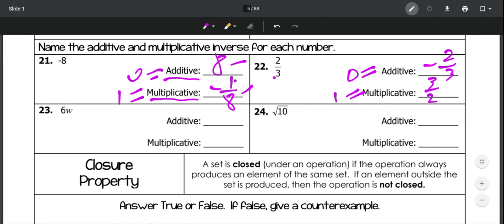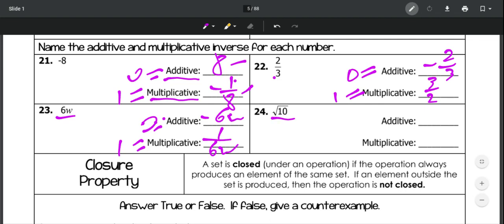It'll happen every time. Now, if we have 6w, we want 6w to equal 0. Don't get thrown off by the w. We're just going to take away 6w. If we have 6w, just take away 6w. That'll give me 0. And then for multiplicative, we want that to equal 1. So same thing. Just take the reciprocal. So 6w is the same thing as saying 6w over 1. So just flip it. 1 over 6w. Plug it in your calculator. Well, you can't do a w, but I bet you could do an x. Either way, it's going to equal 1 every time, I promise you.